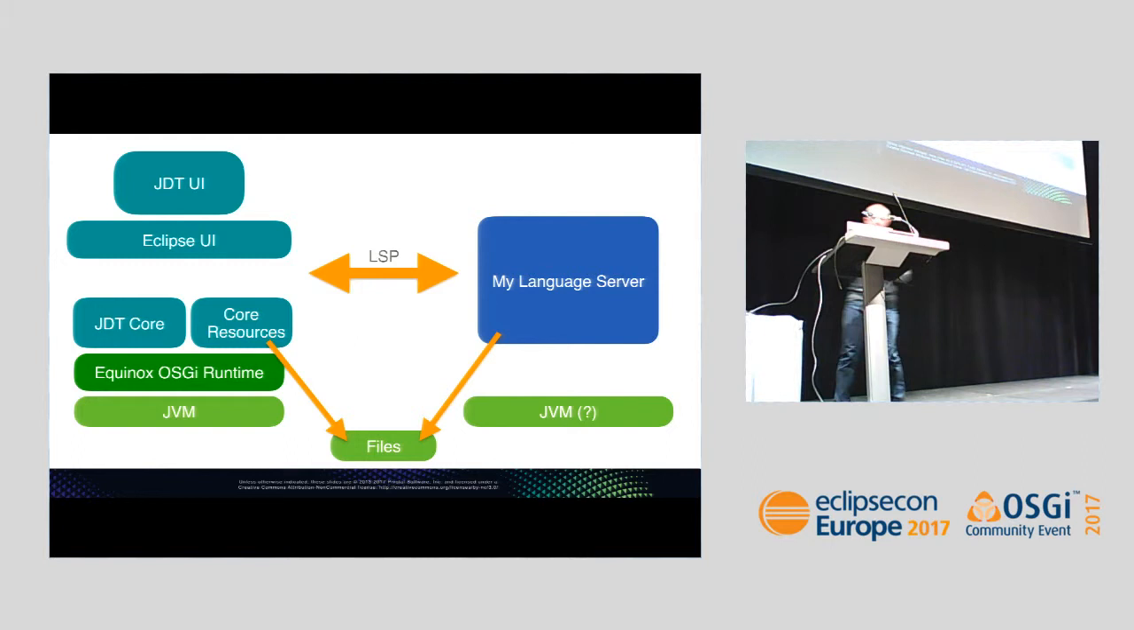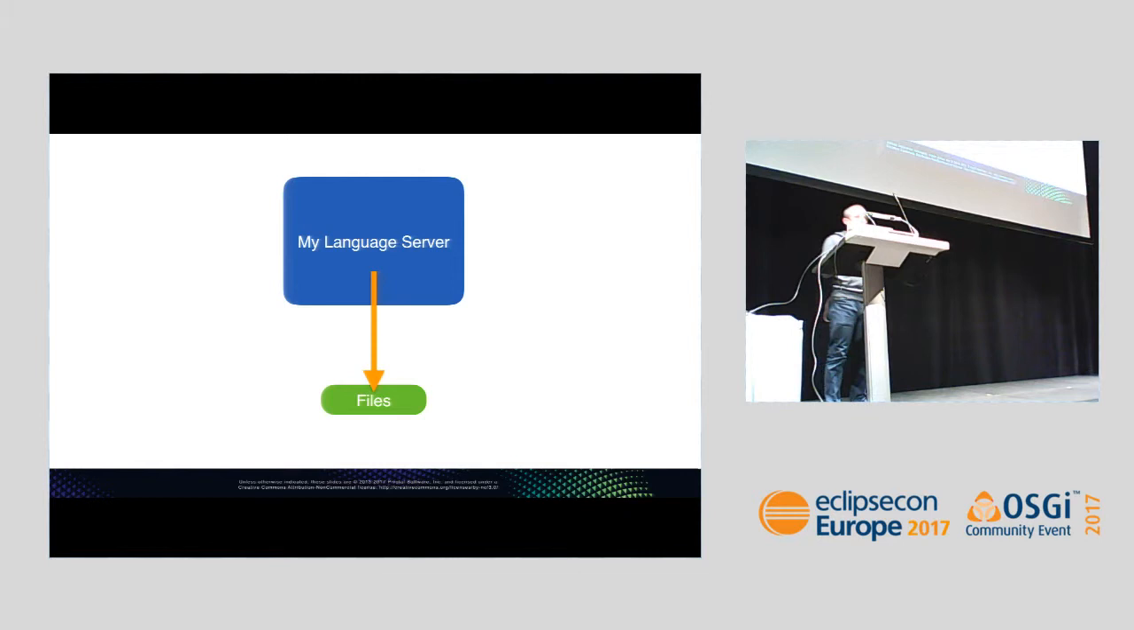The interesting thing here is that those sides communicate with JSON messages, and they operate on the files on the disk. So the language server can always access all the files on disk and talk JSON to the client. Okay, so what can we do? First, let's take a look at the right side, at the language server itself. How can we turn the existing Eclipse plugin that we had into a language server?